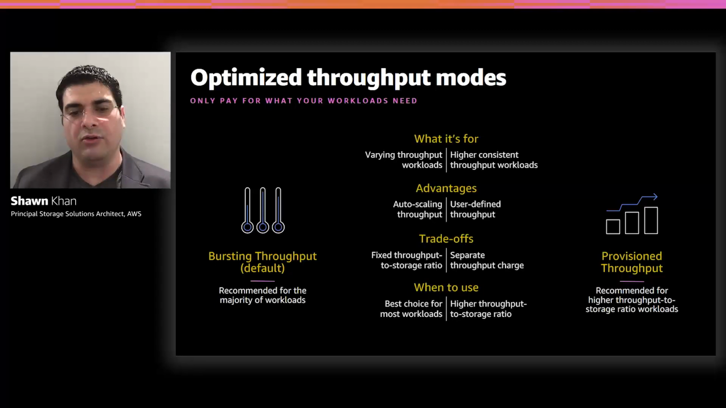Provisioned throughput is typically used where the requirement for throughput is much, much higher compared to the capacity requirement of that file system. So for example, if you have a file system of 100 gigabytes and you need X megabytes or gigabytes of throughput, and you know about that requirement, it's better to use provisioned throughput and pre-provision that throughput, so you don't see any performance issues while your workload is running in production.